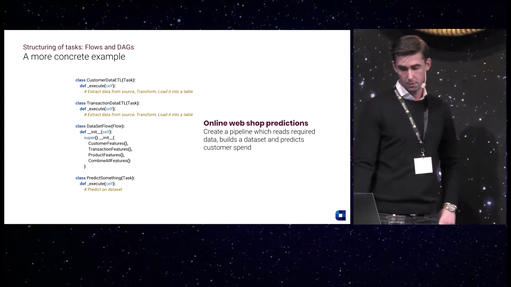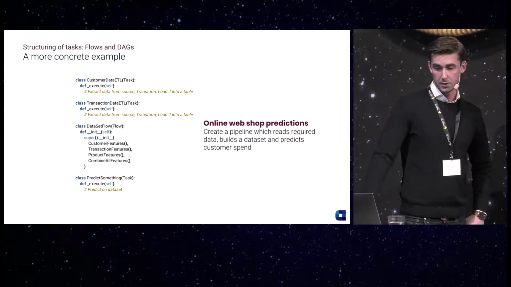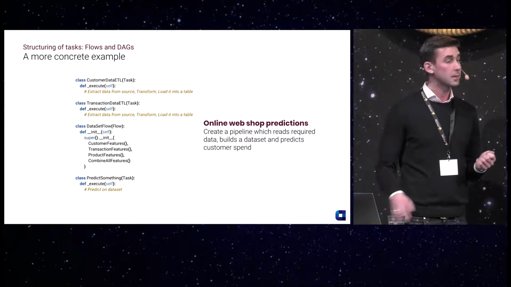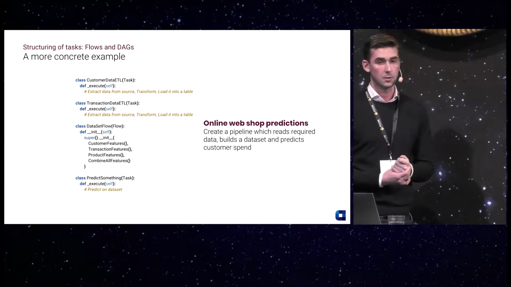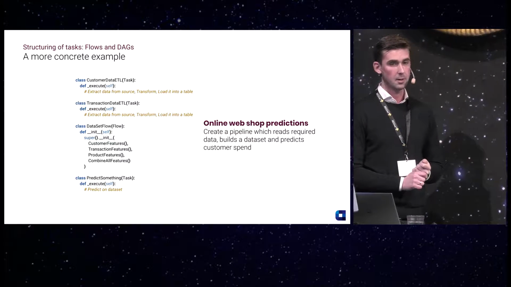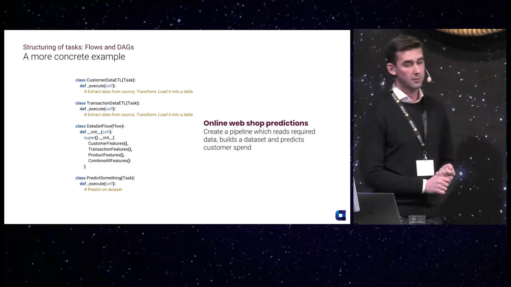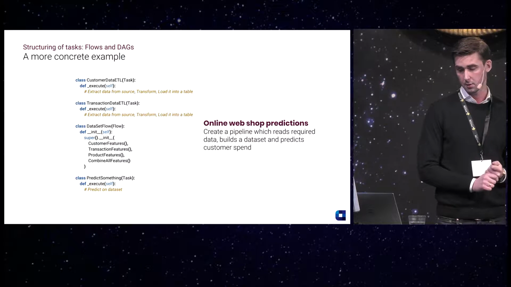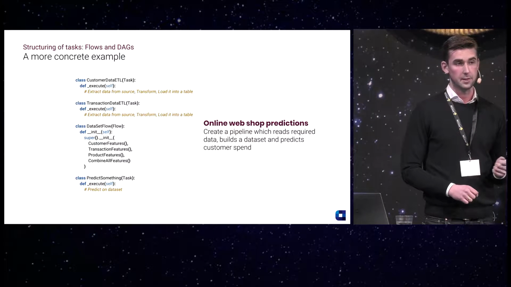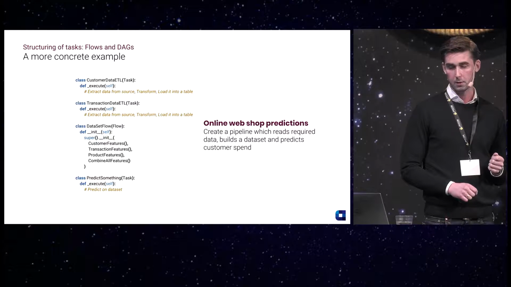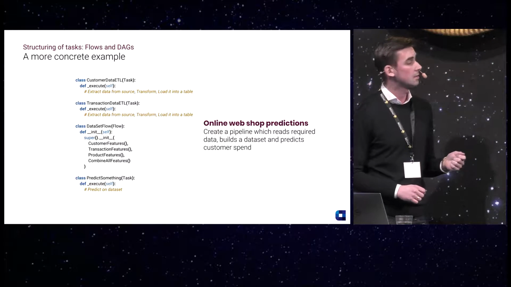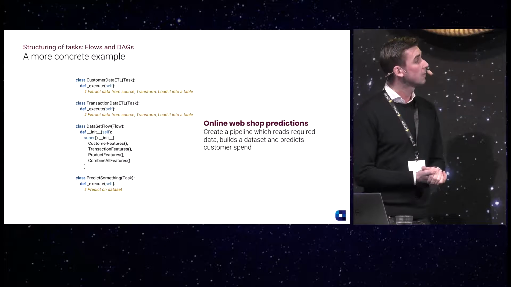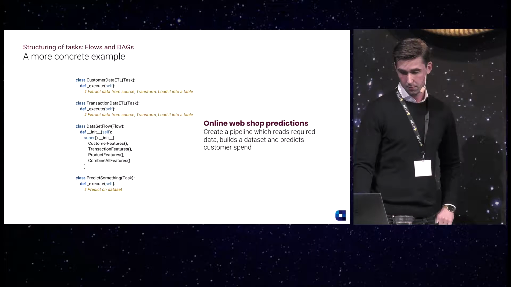So we have the customer data ETL, which is a task with no dependencies here. And it will extract some data from a source, transform it, and load it into a table. And the same thing for the transactions. Then we have the dataset, which is a flow again, which will chain 4 tasks. One which creates features for the customers, one which creates features for the transactions and the products, and then combines them all together. And then we have the prediction task, which predicts something.